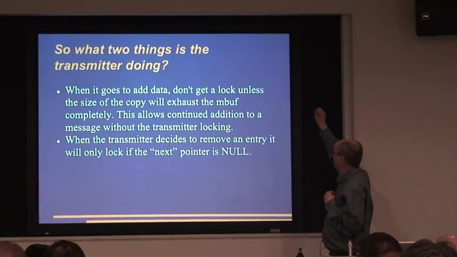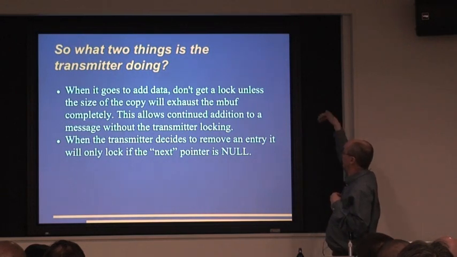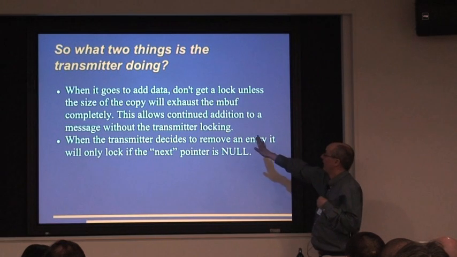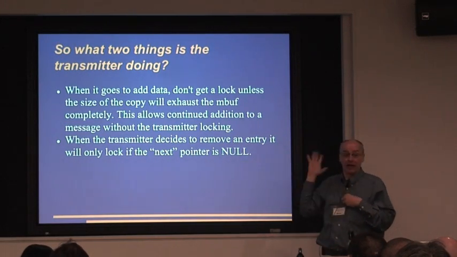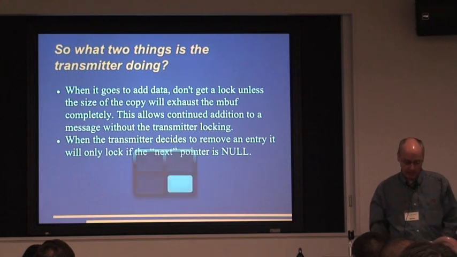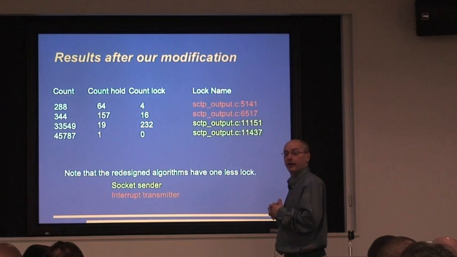So when it goes to adding data, don't get the lock unless the size of the copy will exhaust the MBUF completely. This allows the guy to continue to add. When the transmitter decides to remove an entry in it, we'll only lock if the next pointer is null. That became basically the rule of what I did. Went back to the code, I played with it, and then I remeasured to see how well I'd done.